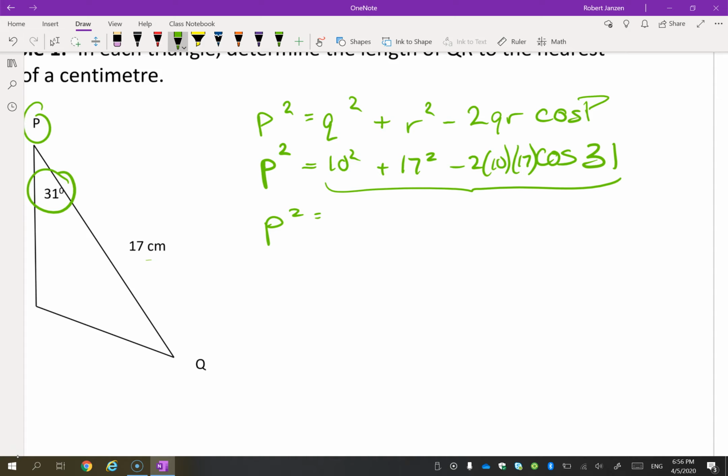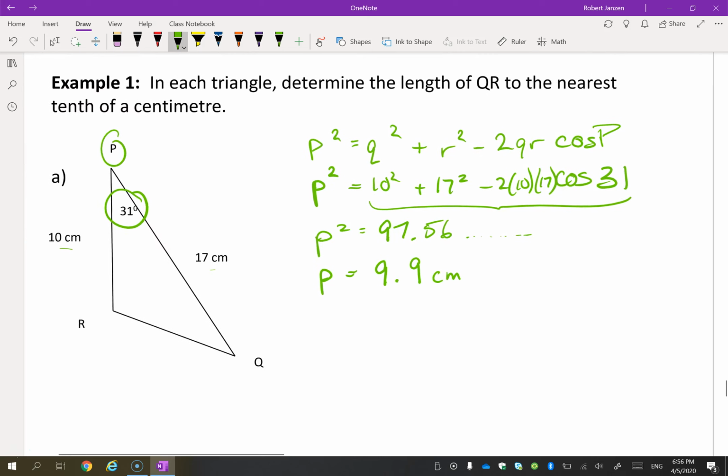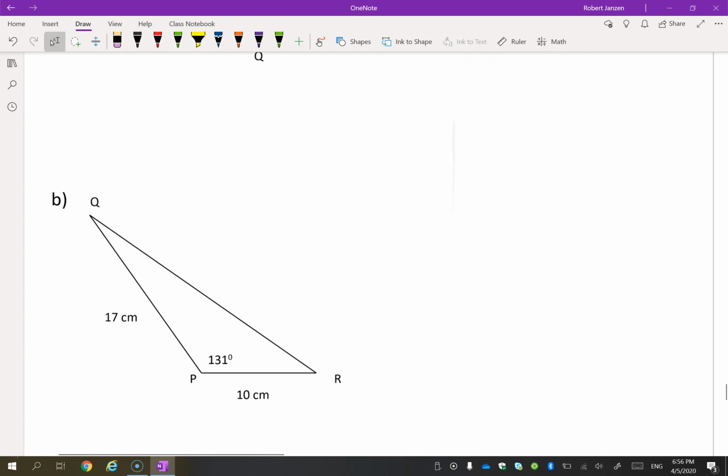And I get P squared is 97 point something. There's a whole bunch of decimals there. I'm going to leave them all in the calculator because I'm not finished. That's not P, that's P squared. So now I'm going to take the square root button to see if I can figure that out. And so I get P is 9.877, so I'm going to write 9.9 centimeters. And looking at the picture, hopefully that makes sense. So that's cos law.